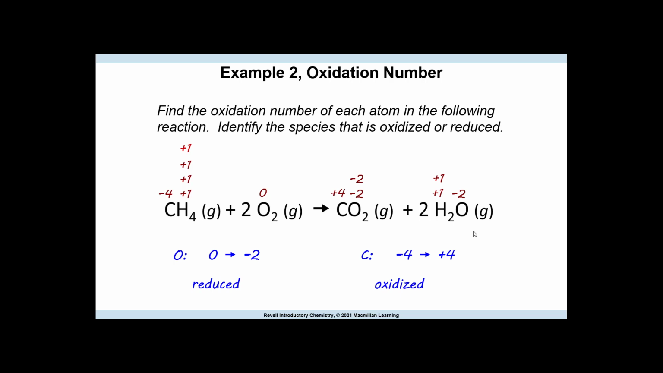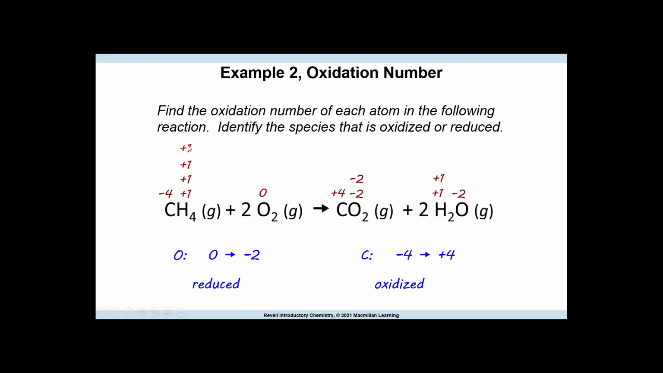Find the oxidation number of each atom in the following reaction. Identify the species that is oxidized or reduced. The oxygen in O2 in an elemental form, as you can see right here, is 0. So we write a 0 above it. And in the compounds of CO2 and H2O, the oxygen has a value of -2. So we have 2 of them, so it's -2, -2, and then here we have a -2. Now each hydrogen in methane and water has a value of +1. So we have 2 here, so it's +1, +1. Here we have 4, so +1, +1, +1, +1.